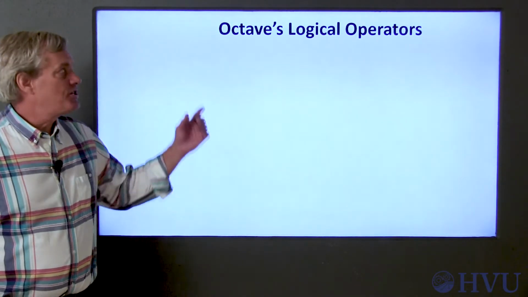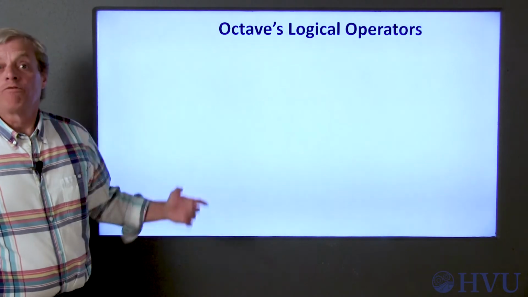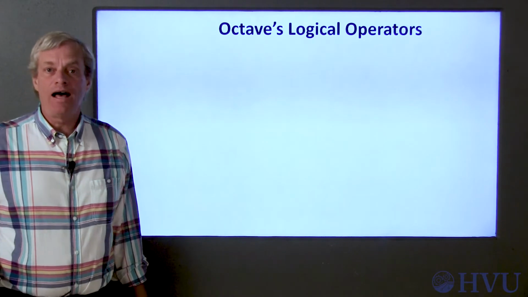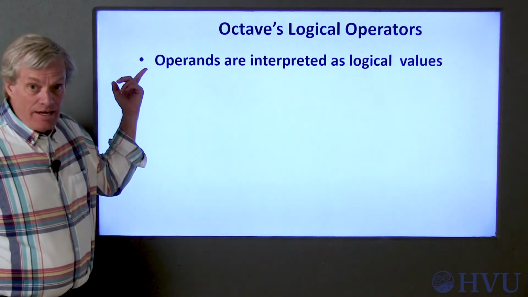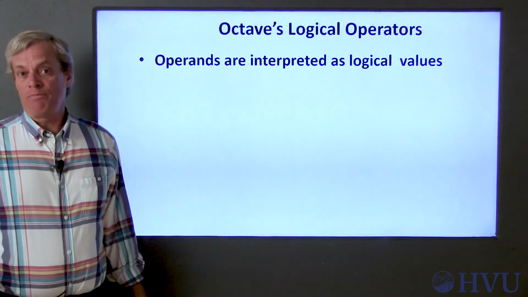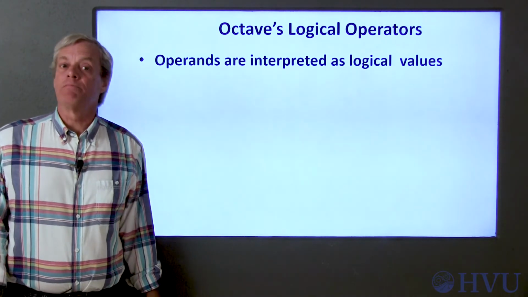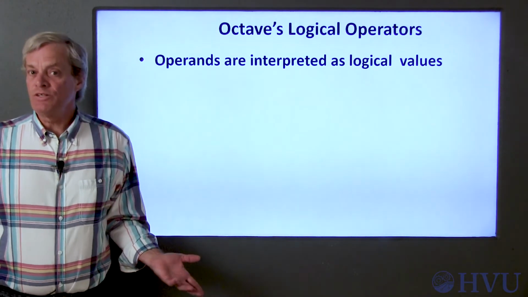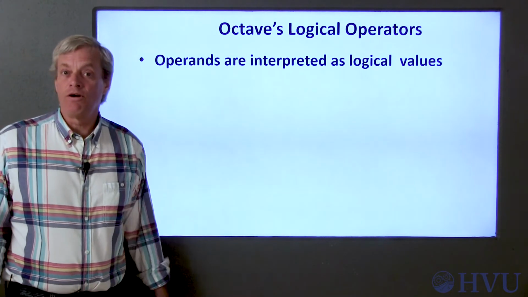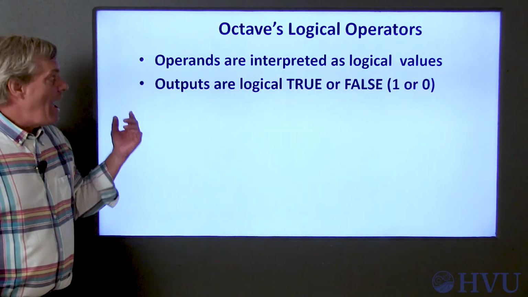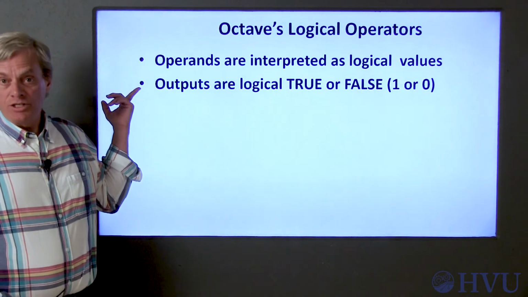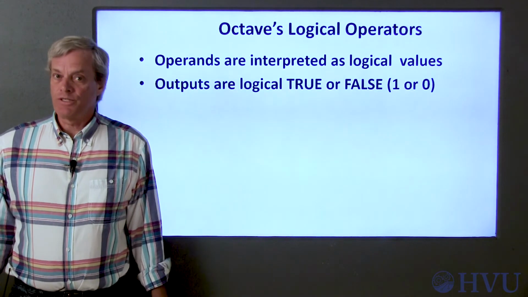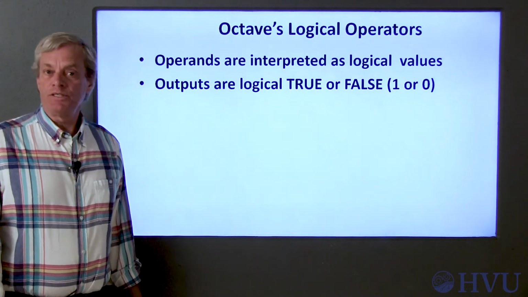Finally, I'll talk about the logical operators that are available in Octave. For logical operators, both the operands and their result are logical values. You can still use any number as an operand to the logical operators, but Octave interprets these numbers as logical values. Operands that are not 0 are interpreted as being true, while operands that are 0 are interpreted as false. As with the relational operators, logical operators return either a 1 or a 0. 1 is returned if the result is true, and 0 is returned if the result is false.